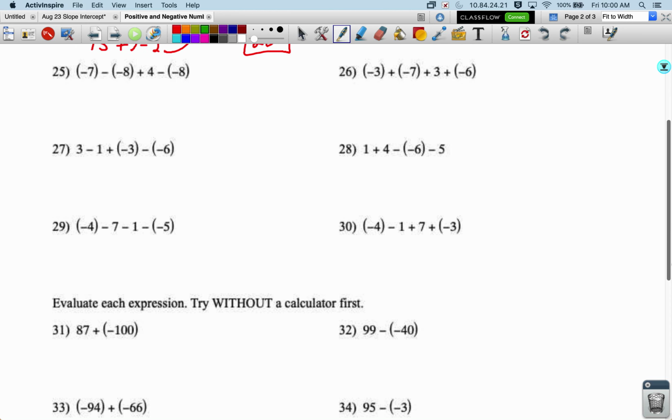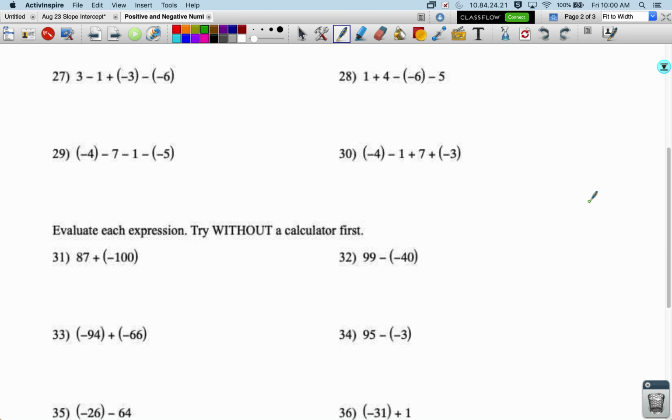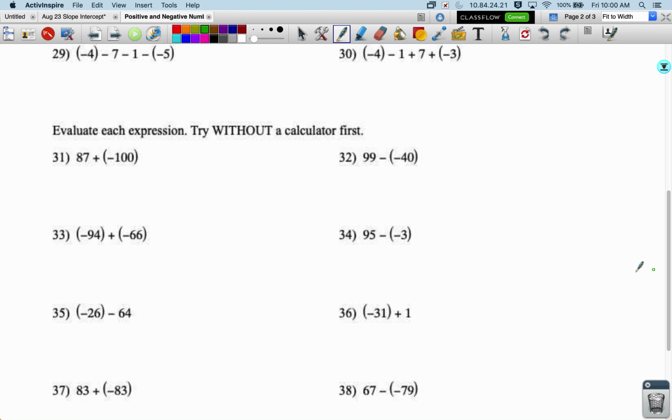Let's see if there's any others. I mean, these all look pretty similar. It's just good practice. Got some bigger ones for you to try without a calculator first, but then if you don't get the right answer, check it with the calculator.